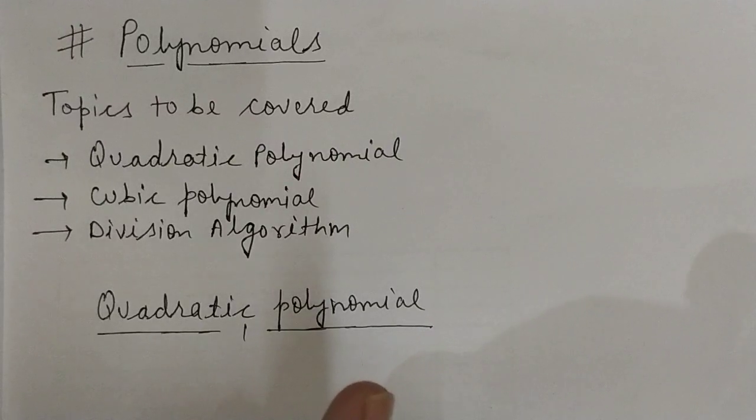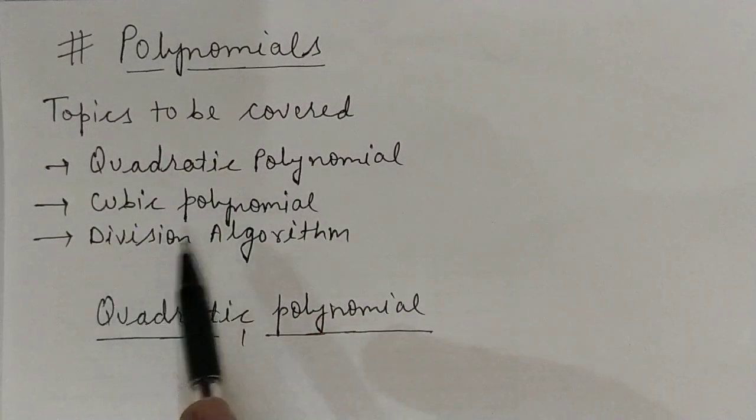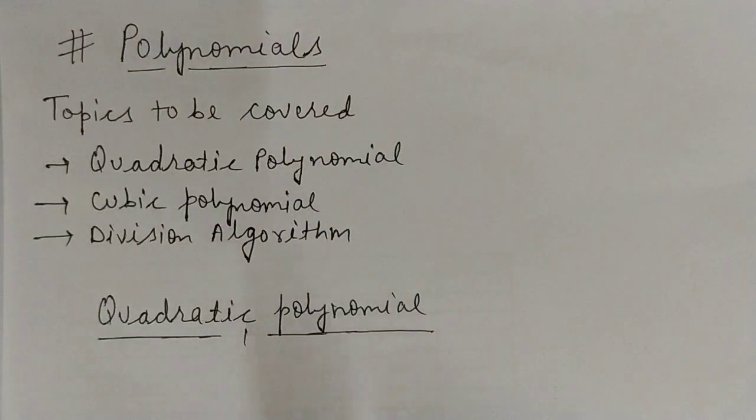Today we will start chapter number 2 of your class 10th mathematics, that is polynomial. First let's discuss the topics to be covered in the given chapter: quadratic polynomial, cubic polynomial and division algorithm. These three things we will cover in this chapter named polynomial. Before starting this chapter, I suggest you go through the basics of the polynomial which you have already studied in class 9th. Clear?